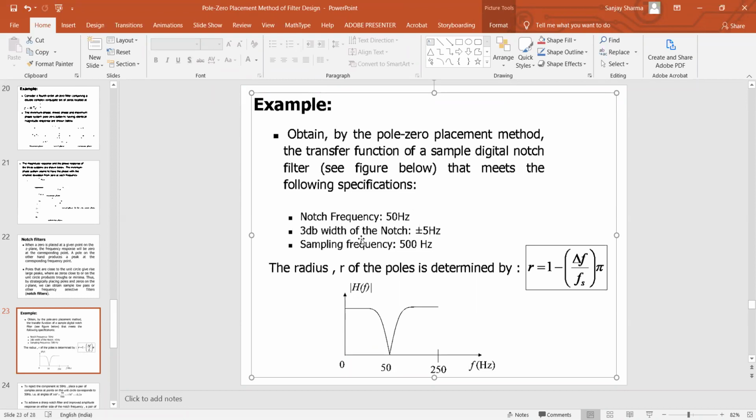The 3 dB bandwidth of the notch, because the notch will have a certain width, is plus minus 5 Hertz. The sampling frequency is 500 Hertz. Now the radius R of the poles is determined this way, and then we can choose where to place these poles. The radius will be determined by 1 minus delta F divided by Fs, into pi.